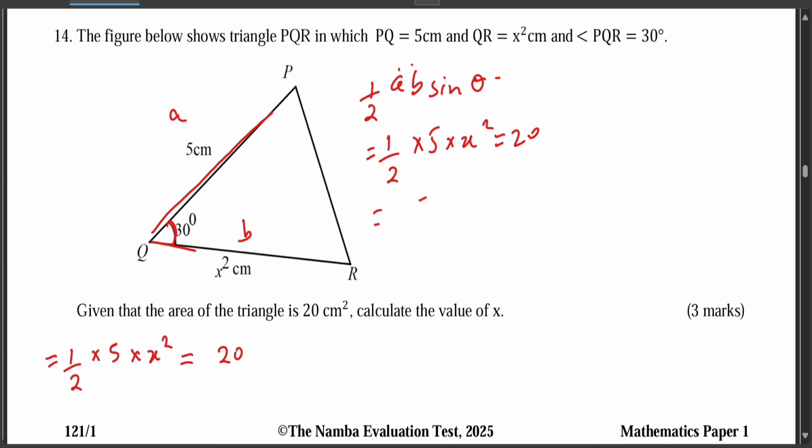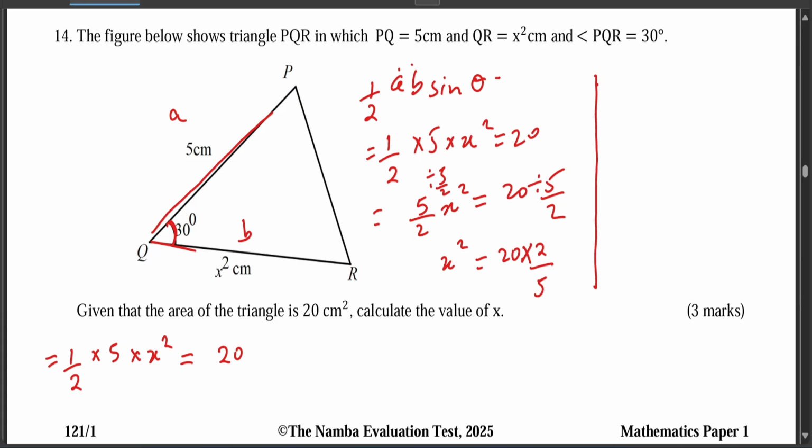So half times 5 is 5 over 2 x squared equal to 20. Then divide by 5 over 2. So x squared is equal to, if you divide by a fraction, you reciprocate and introduce a multiplication sign. So x squared is equal to 20 times 2 over 5. So x squared equal to 40 over 5. 2 times 20 is 40 over 5. 40 over 5 is 8.